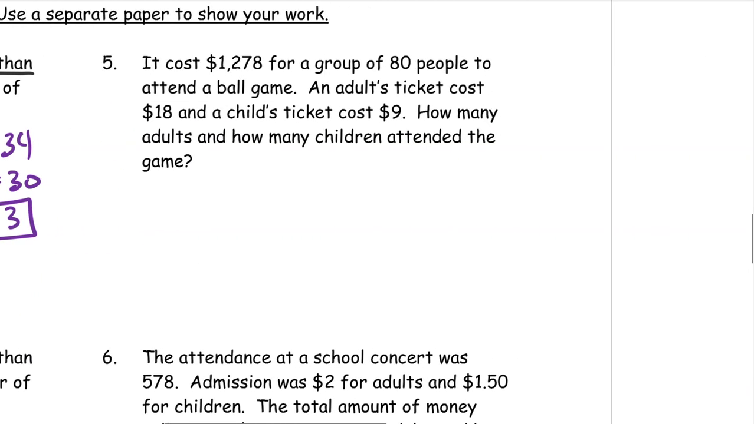It costs $1,278 for a group of 80 people to attend a ball game. An adult's ticket costs $18 and a child's ticket costs $9. How many adults and how many children attend the game?